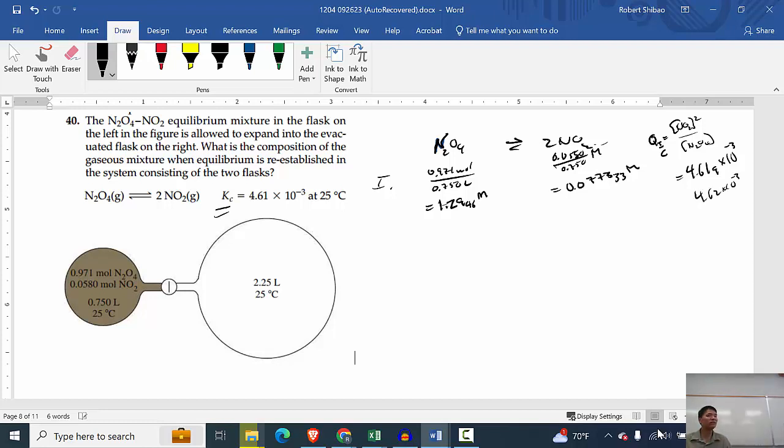Am I at equilibrium? Well, to be at equilibrium, I need 4.61. So I'm a little bit too big, which means it's going to shift to the left, right? But this was supposed to be at equilibrium. So we're going to pretend that this was at equilibrium. And this is just due to rounding.